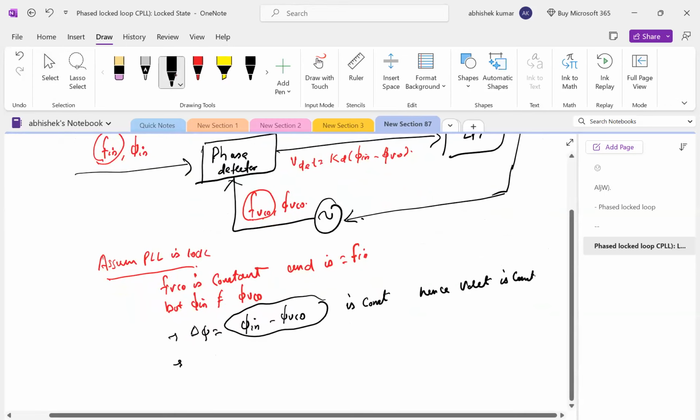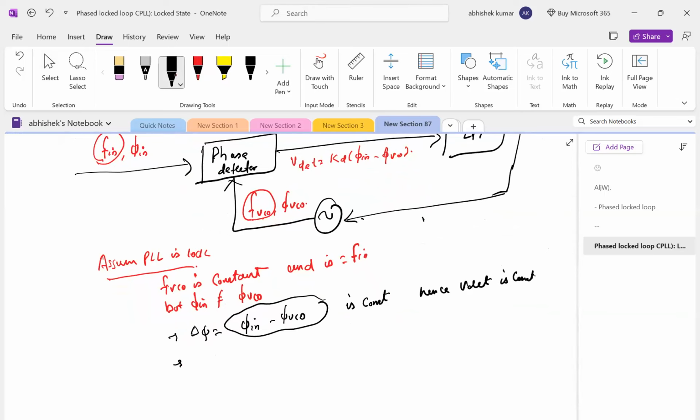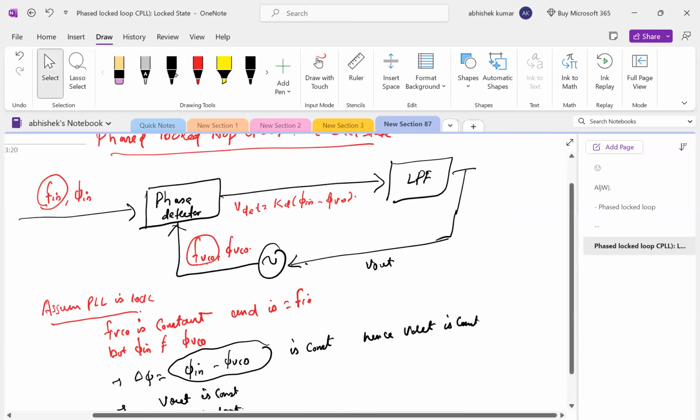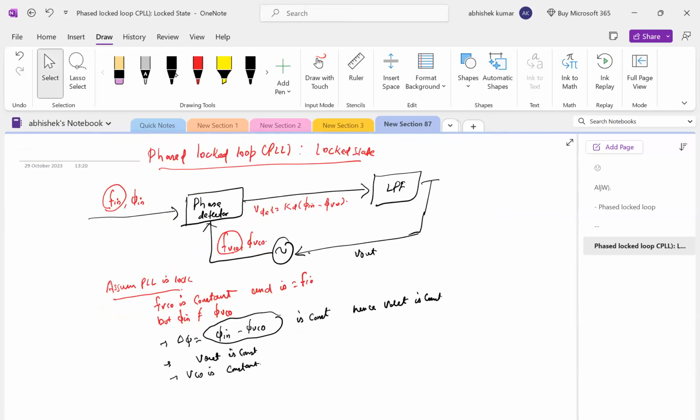The low pass filter passes a constant signal, and V out will also be constant. And since V out is constant, the VCO frequency is constant. So in this way we achieved a phase lock loop system, which is giving a constant VCO frequency.